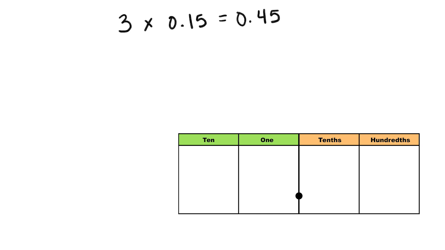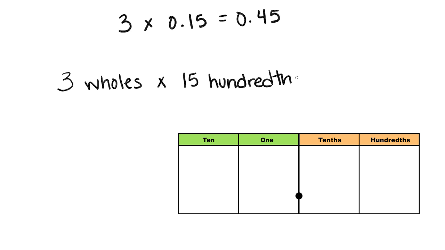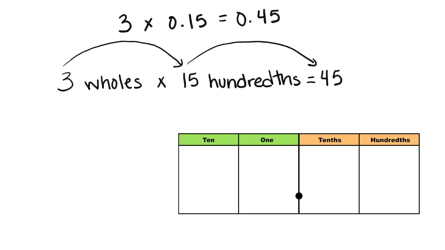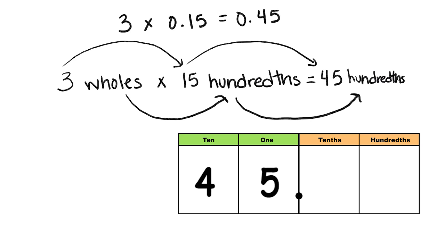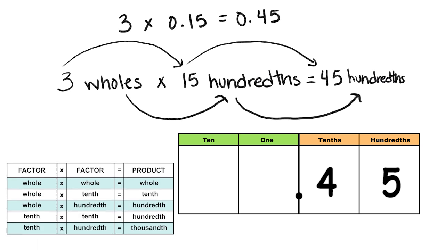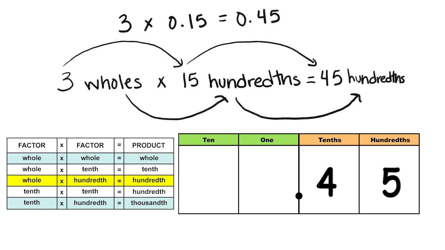Now let's solve using the place value chart. Start by decomposing the factors into base 10 words. 3 wholes times 15/100ths. Then multiply the factors. 3 times 15 equals 45. The expression says to take 1/100th of a whole. The problem starts in the ones place, and by taking 1/100th, it shifts to the right 2 times. Place 45 in the place value chart. Now move the digits 2 spots to the right. The product is 45/100ths. Looking at the decimal product chart, the product of a whole number times a hundredth has a product in the hundredths.